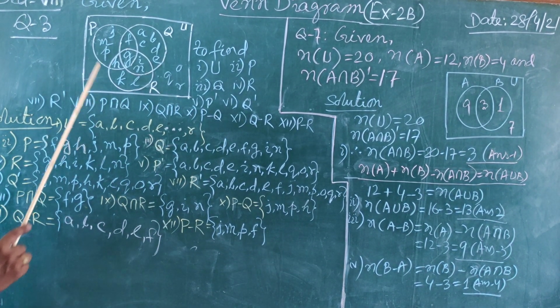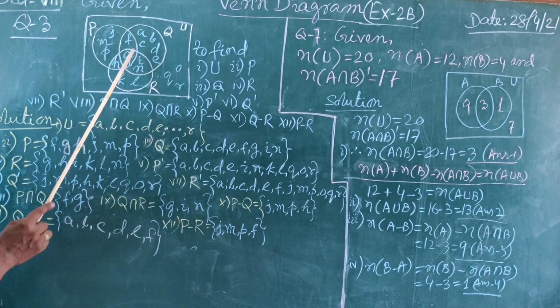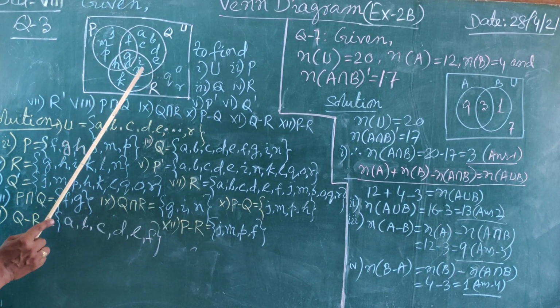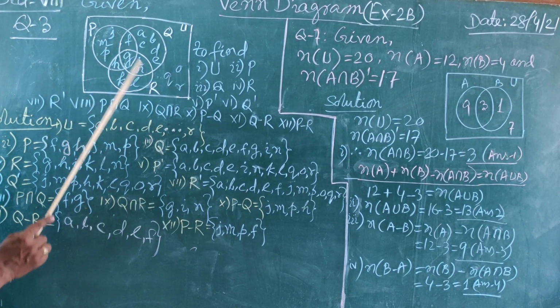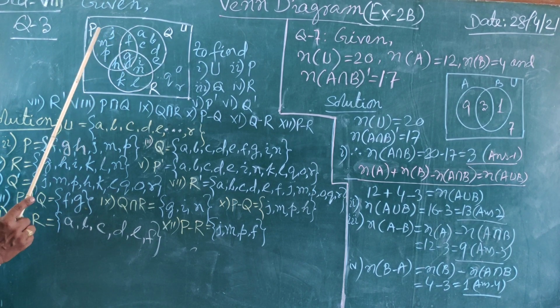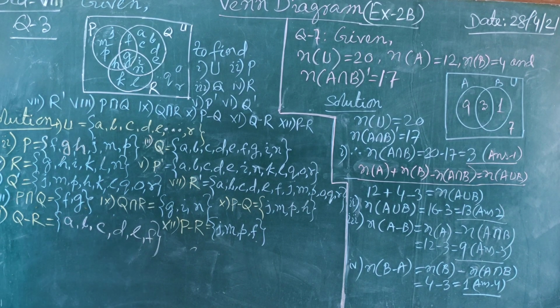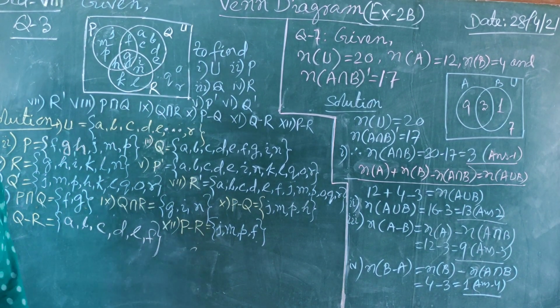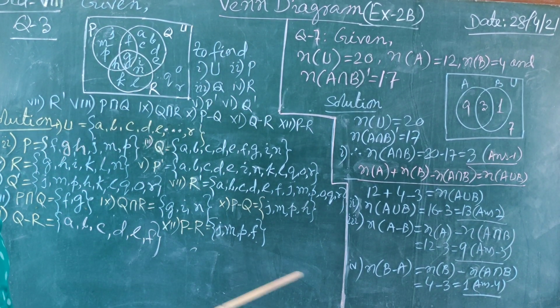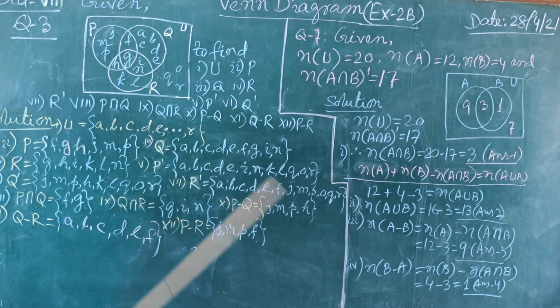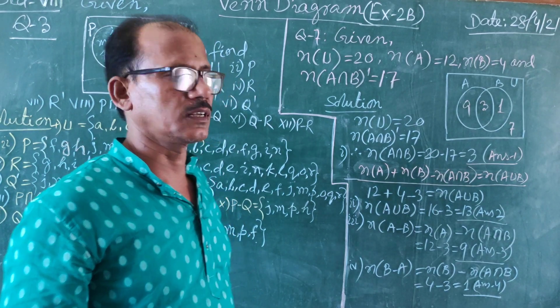Now P minus R, these two sets, leaving R, P minus R will be all the elements leaving this. I, J, M, P, F. I hope you have understood it. If it is given to you, P intersection Q intersection R will be only G. You understand me? Things are very easy once you monitor the Venn diagram.